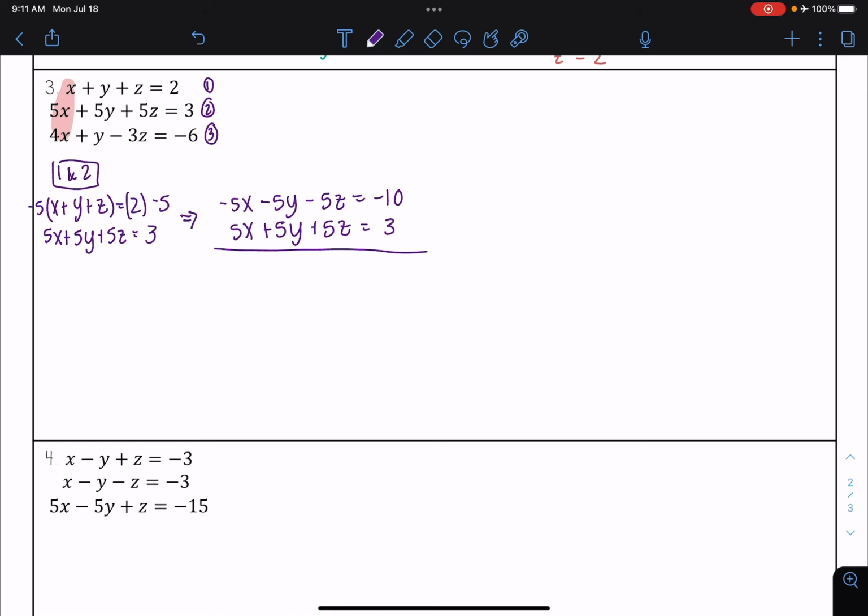Now I see something different happens when I add these. I see that all of my variables actually end up canceling. And so I'm left with just a 0 on the left-hand side. But on the right-hand side, when I add -10 and 3, I get -7. And so I have the statement 0 equals -7, which is not true. And so since I end up with a statement that's not true, the answer for this system is going to be no solution, just like what we saw when we were solving two variable systems.